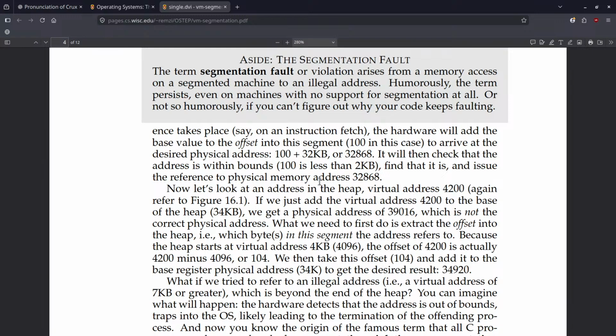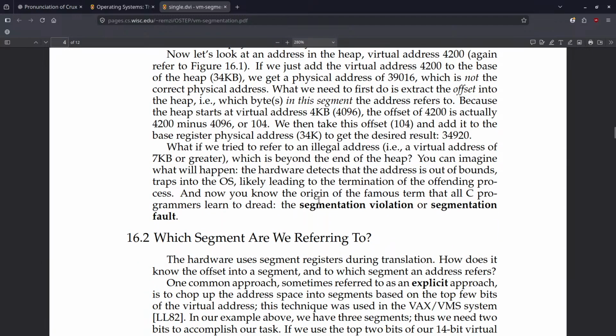What if we try to refer to an illegal address, which is beyond the end of the heap? You can imagine what will happen. The hardware detects that the address is out of bounds and traps into the operating system, likely leading to termination of the offending process. And now you know the origin of the famous term that all C programmers learn to dread: segmentation violation or segmentation fault.